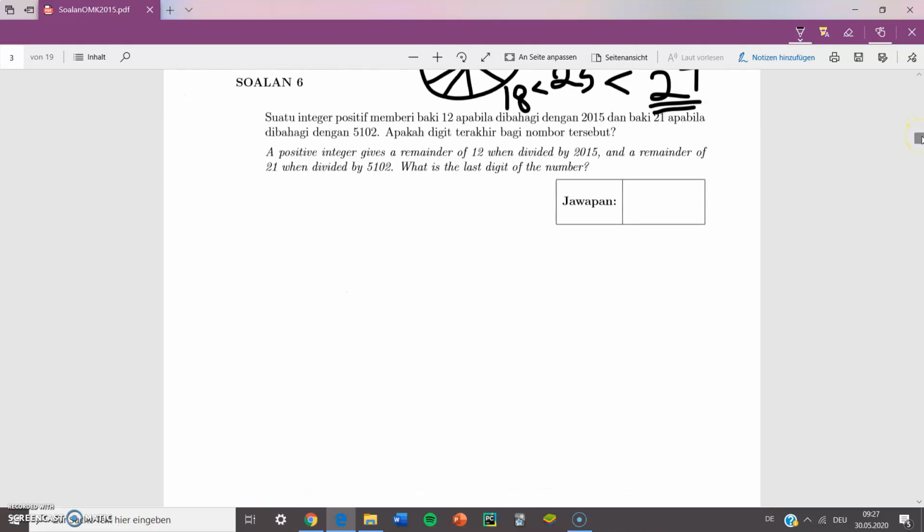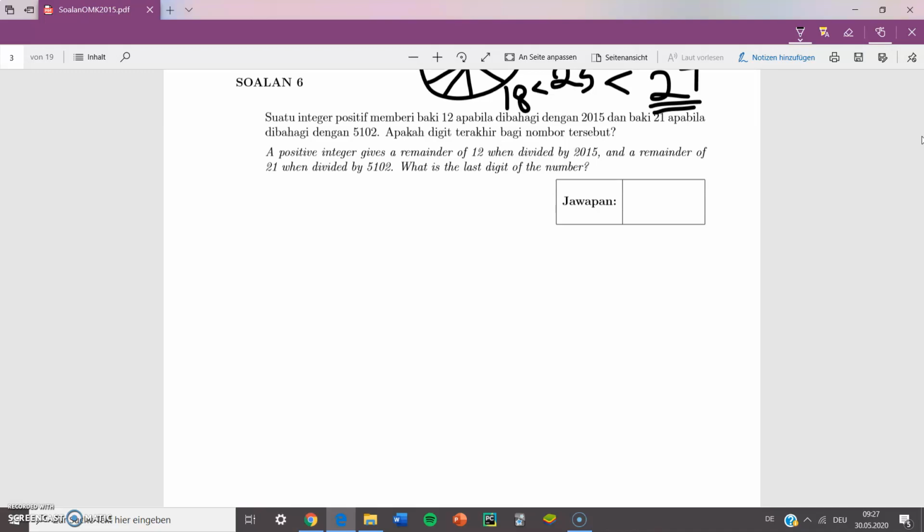And then for the last question, okay, this one is a tricky one. A positive integer gives a remainder of 12 when divided by 2015 and a remainder of 21 when divided by 5,102. So what is the last digit of the number?